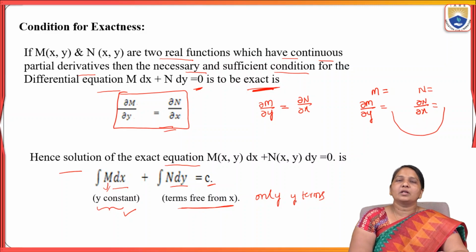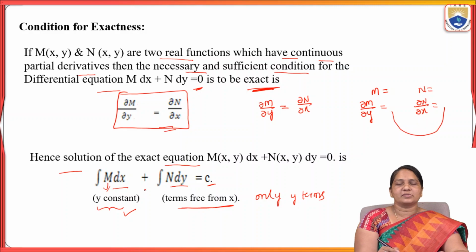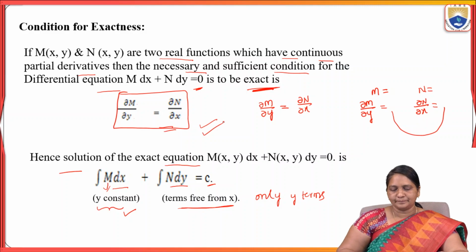So how we can take only y terms, we can observe in the example problems. Here in this slide we have to know what the condition for exactness is. The condition is ∂M/∂y equals ∂N/∂x. Then only we can say that the given equation is an exact differential equation. If they are asking to check the exactness, we have to satisfy this equation only.